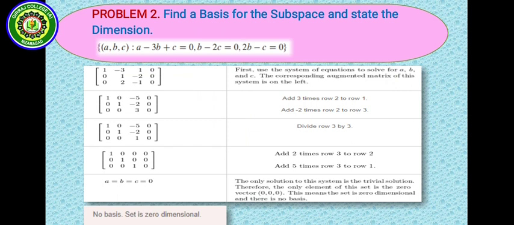So in the next problem, find a basis for the subspace and state the dimension. Here the problem elements are a, b, c such that a minus 3b plus c equals 0, one equation, b minus 2c equals 0, second equation, 2b minus c equals 0, third equation. So here the vector is of the form (a, b, c), and a, b, c satisfy these conditions.